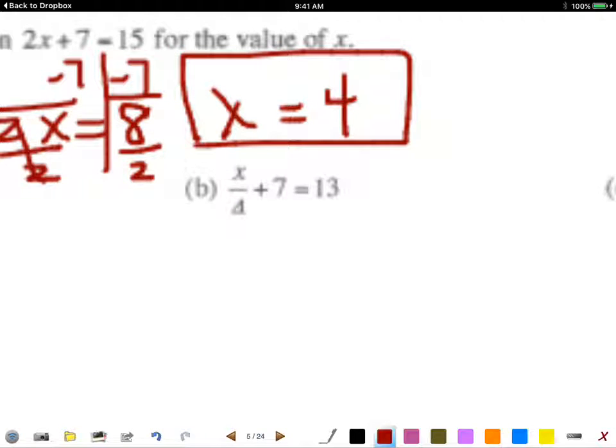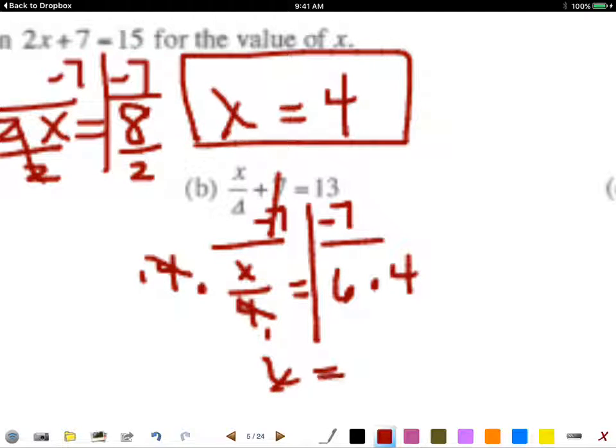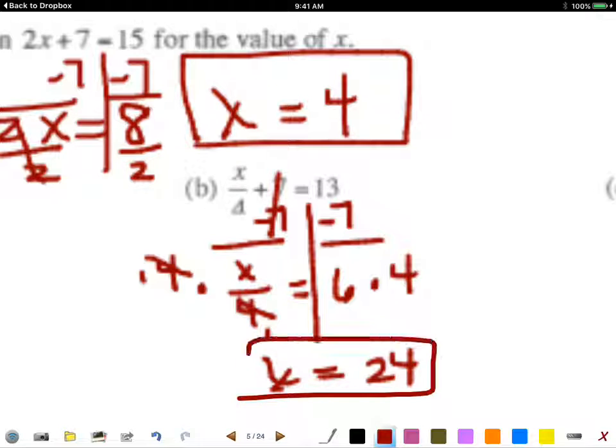Okay, let's look at letter B here. What do you suppose we would get rid of first? That plus 7. How? Subtract 7. It is a plus 7, so we subtract 7. Bring down that x divided by 4 equals 13 minus 7 is 6. Now, that says x divided by 4, so what are we going to do? Multiply by 4. What you do to one side, you do to the other side. These 4s simplify to 1, so we're left with x equals 24.